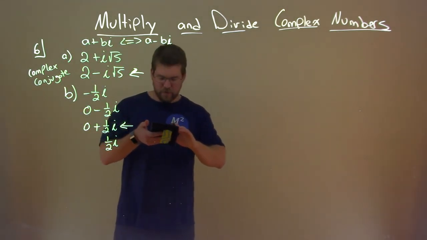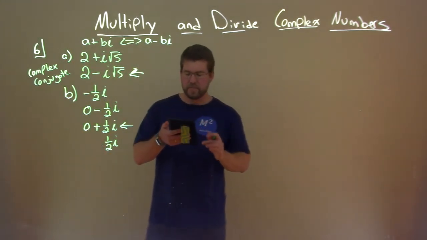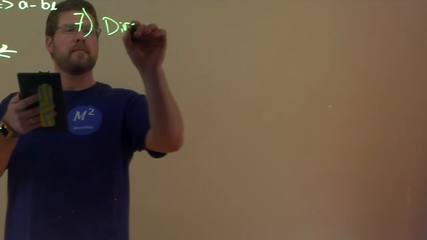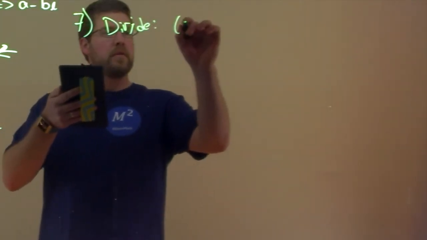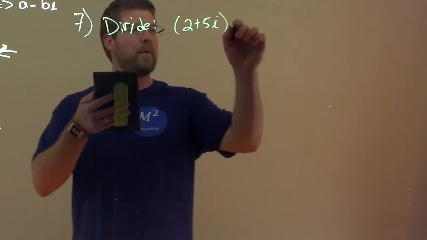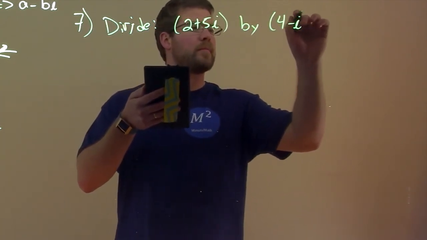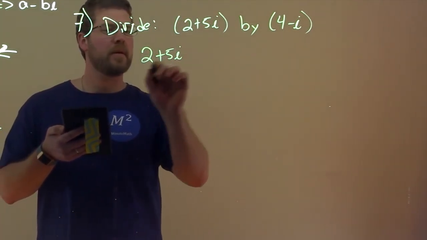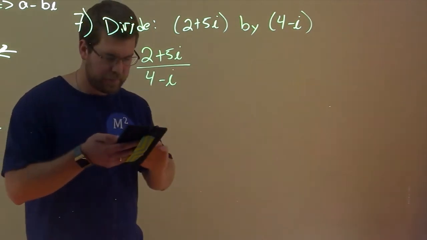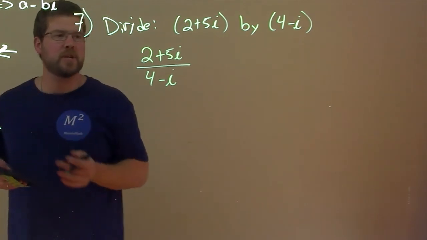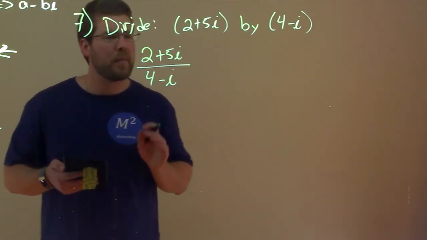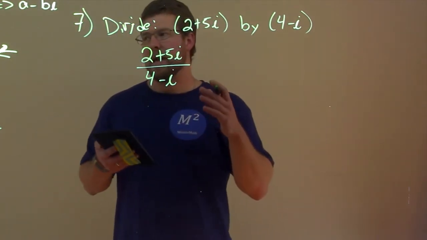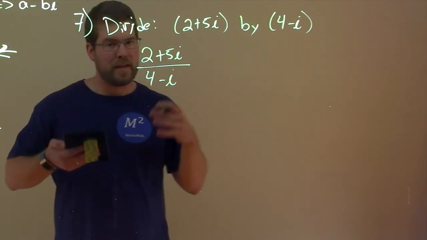So now let's use that information to divide a complex number. Number 7 here. We want to divide 2 plus 5i by 4 minus i. So beginning, let's write this as a fraction, 2 plus 5i over 4 minus i. What am I going to do with this information about the complex conjugate? Well, right now I don't really know a way to divide this, but I don't want an i in the denominator, and I want to write it in our complex form. That's how you simplify this.